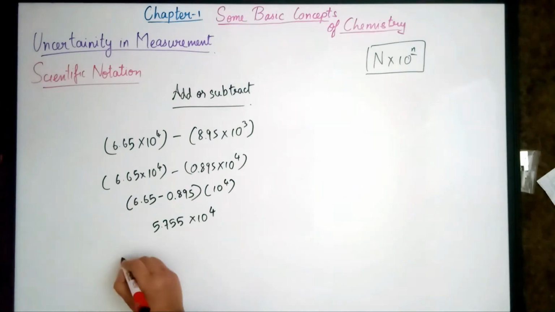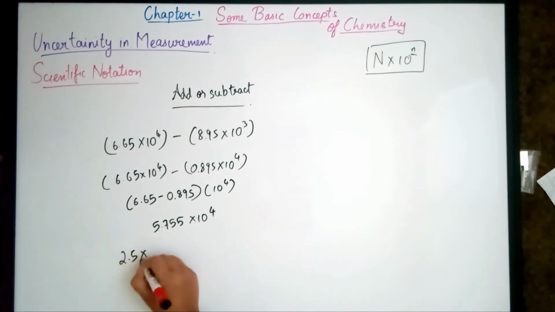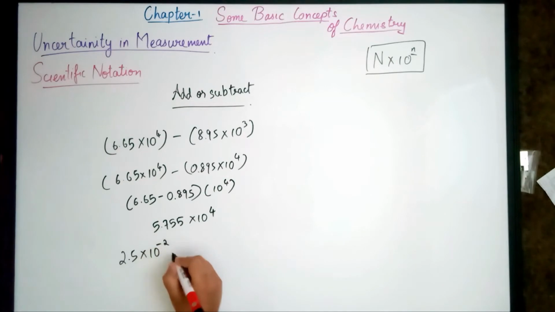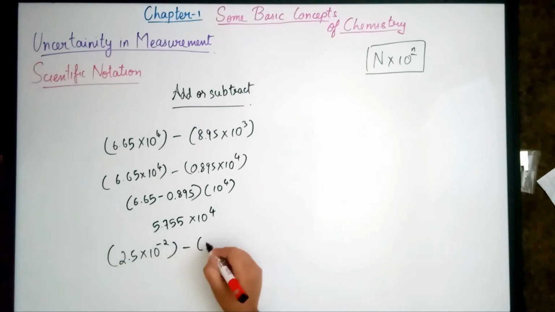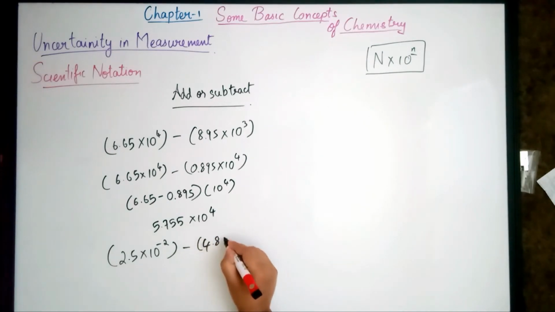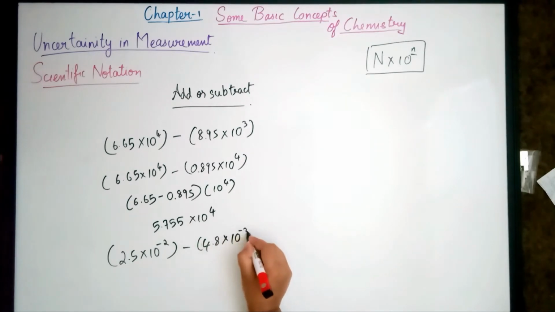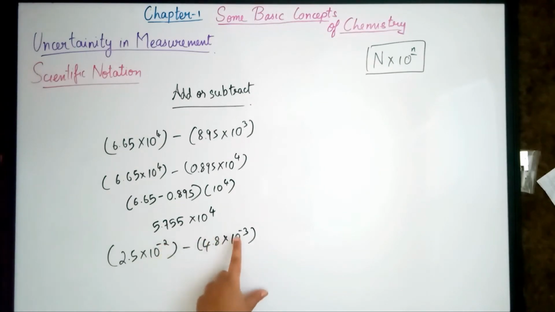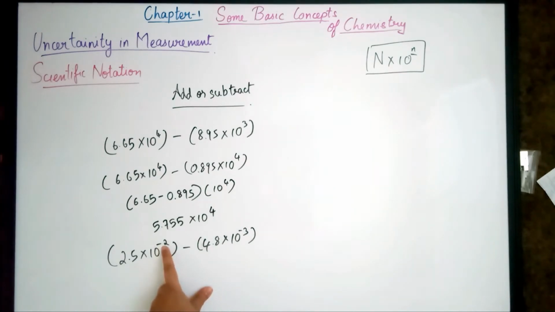Another example is 2.5 into 10 to the power minus 2 minus 4.8 into 10 to the power minus 3. Here we have a negative sign in front of the value of n. Because of the negative sign, this value is obviously going to be higher than this one. So this has to be converted to this.